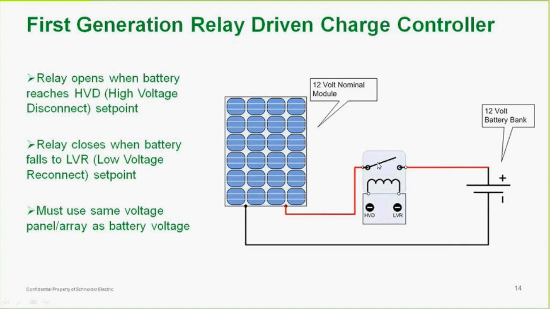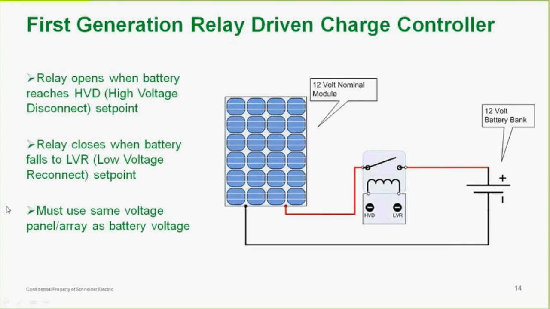And the reason for having those two is to give us a little bit of hysteresis. If you had the same set point, for instance, if we set these two at exactly the same point, we'll just say 14 volts, it would open and close at such a high rate of speed it would actually burn the contacts up. This was a mechanical relay. So these two set points, high voltage disconnect and low voltage reconnect, give us some hysteresis.